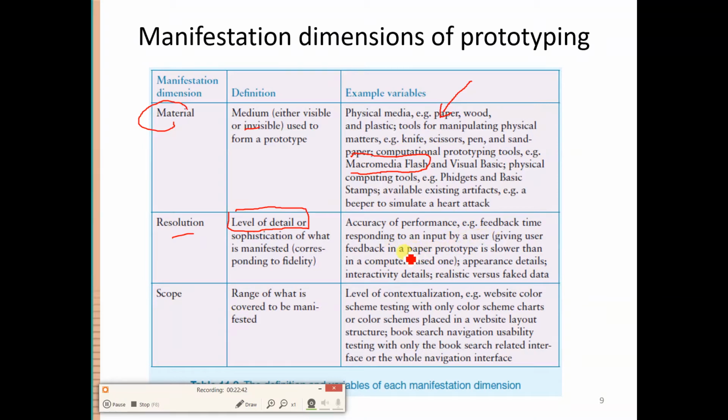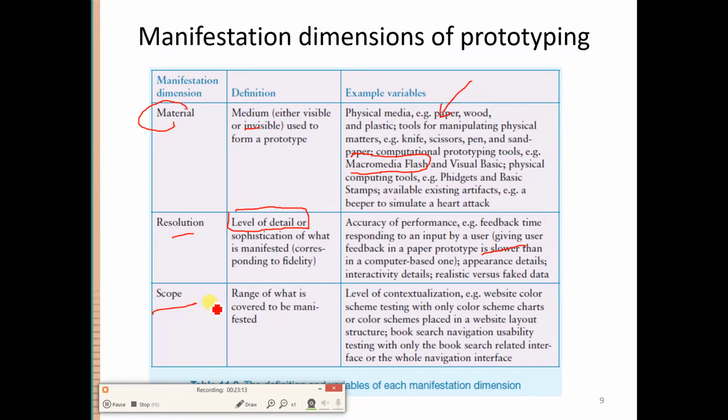Giving user feedback on a paper prototype is slower than on a computer-based one. There is appearance detail, interactivity detail, and realistic versus fake data. So different kinds of resolutions can be used in terms of pixels and other things. For example, some prototypes can give lower or slower feedback, but some actual products may have higher feedback.